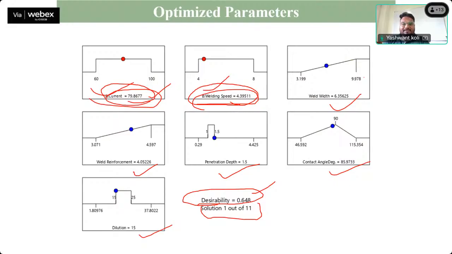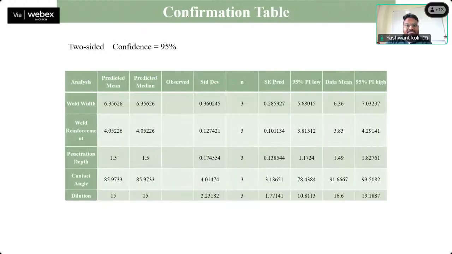For final optimization we have to check the confirmation test also. We have to go for confirmation whether these process parameters are giving the same results or not. So we have to confirm after again doing the experimental tests. This confirmation table is generated from the design software, and these observed values are kept vacant because we have to fill them in after doing the confirmation test.